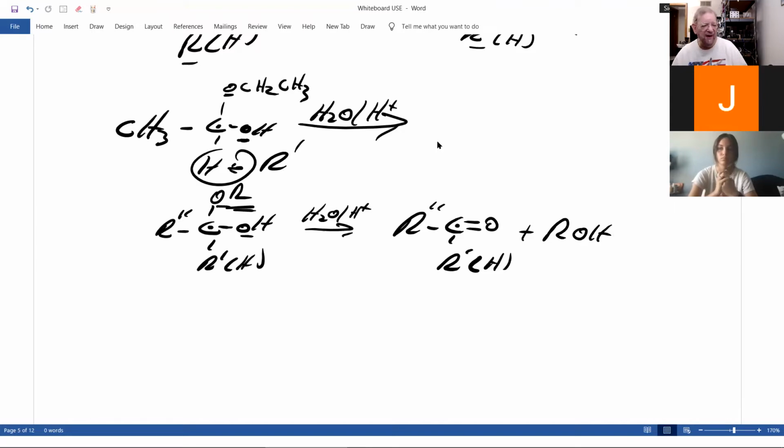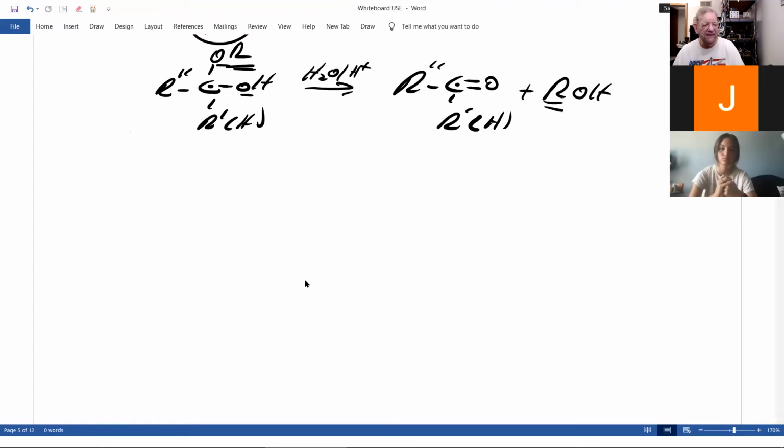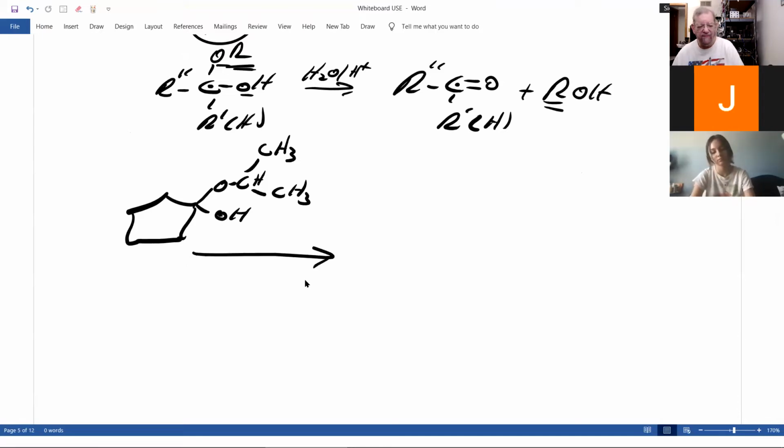What's our R prime? Hydrogen. What's our R double prime? Methyl. What's our R? Ethyl. Keep your eye on this carbon. What's bonded to it? R prime hydrogen. R double prime methyl. Carbonyl. Alcohol. What's our R? Ethyl. And that's how you do it. Oh, let's do one more. And here's one more for you to try.